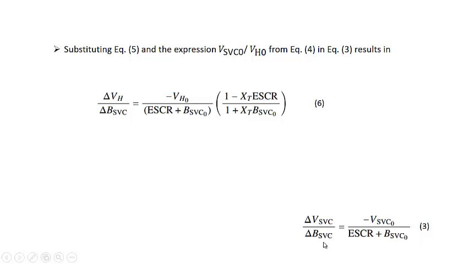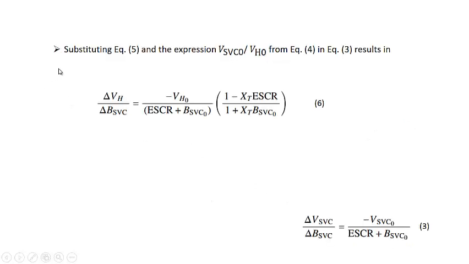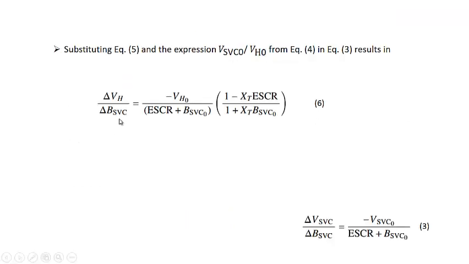So it will be equal to delta VSVC divided by delta BSVC. That is equal to minus VSVC naught divided by ESCR plus BSVC. So we have to put the values of these quantities from equation 4 and equation 5. So the final result will be this. This will be the change of the high voltage bus with respect to the change of the BSVC. That will be this equation. So this is how you can see the difference. The voltage of the system, because the high voltage on this bus is actually the system voltage, can be changed by changing the susceptance of the SVC.